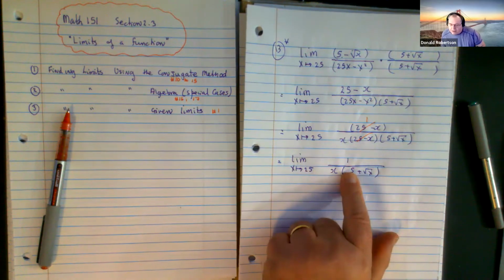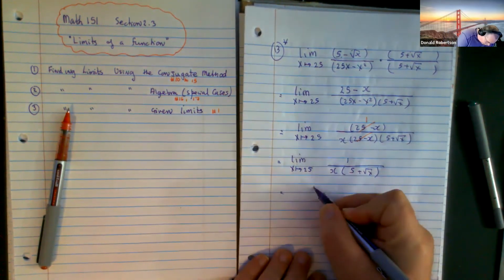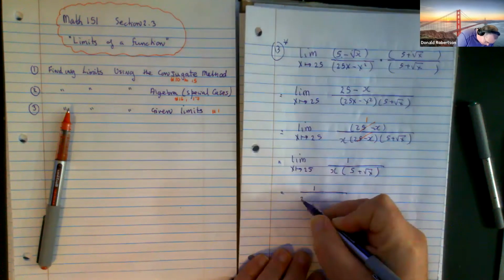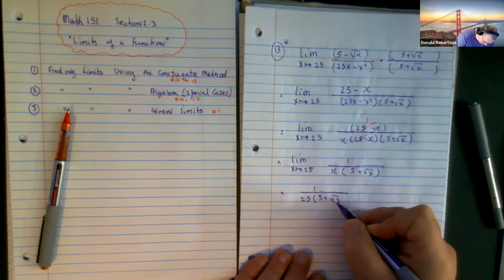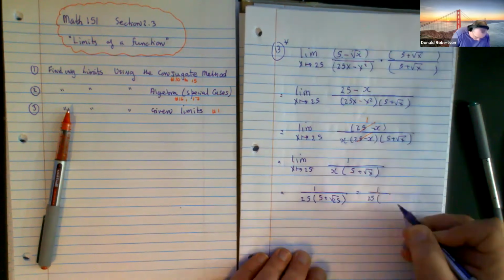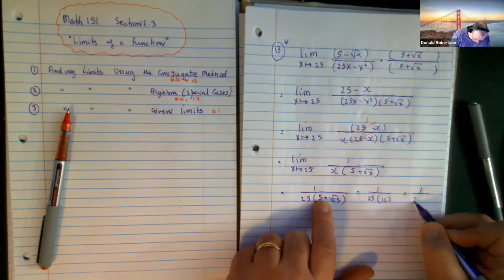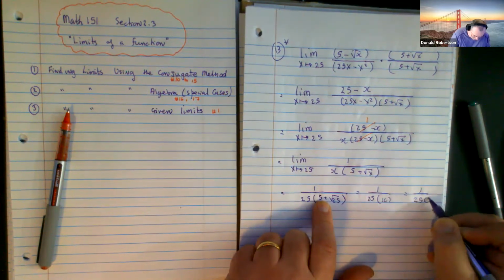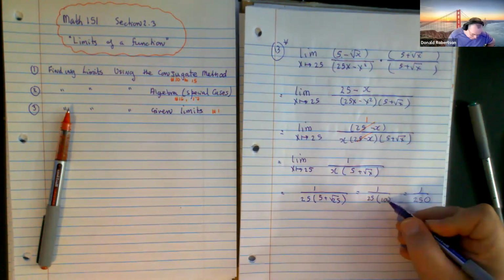Now we can plug in x for 25. And we get 1 over 25 times 5 plus the square root of 25. And that becomes 25, and that's 5 and 5 is 10. So as an exact value, the answer is 1 over 250.